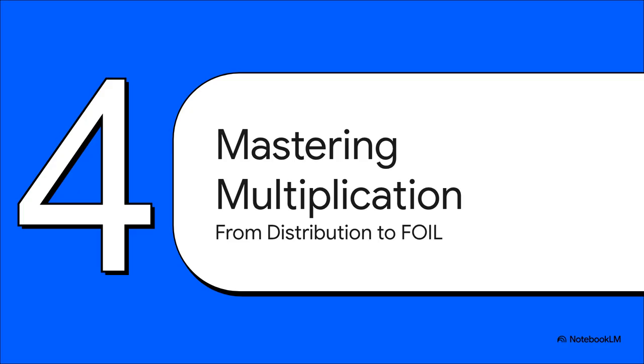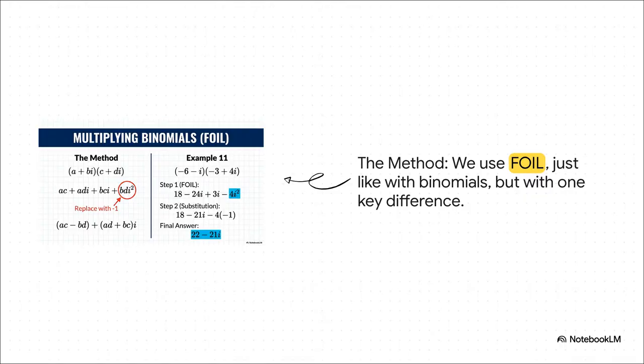All right, time to level up to multiplication. Now, this is also going to feel a lot like algebra, but there is one absolutely crucial extra step that we always have to remember. So, the method here is FOIL, just like you'd use for binomials. First, outer, inner, last. But here's the key difference.